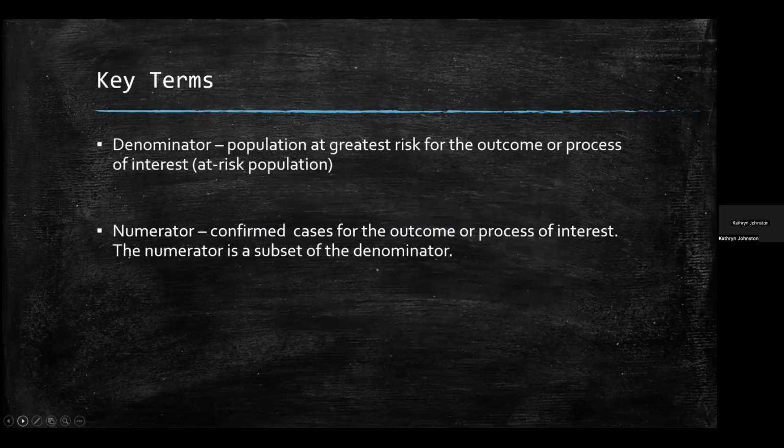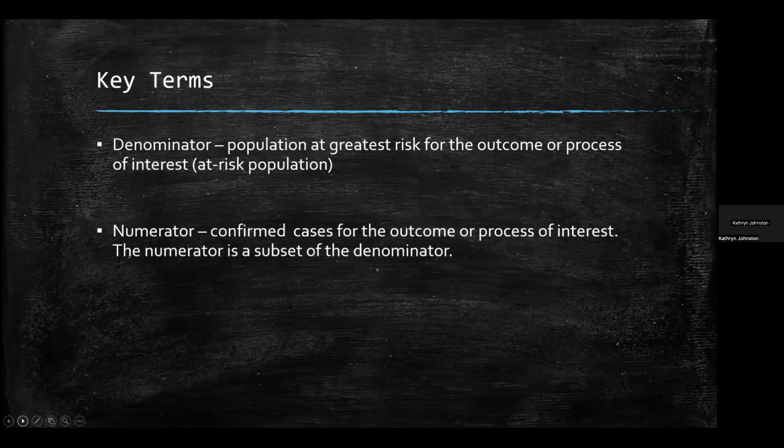There are two key terms that are important: the denominator, so that's the population that's at risk for that infection that you're looking for. So how many people are at risk for getting it, and then the numerator, how many people actually do acquire that infection. And just remember that the numerator is a subset of the denominator, so the persons in the numerator have to be counted in the denominator when you do them.